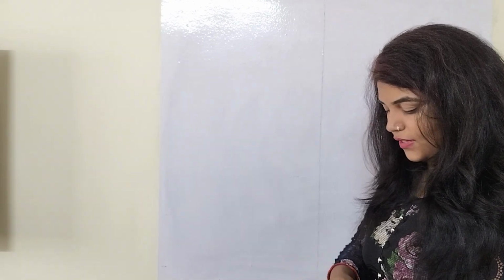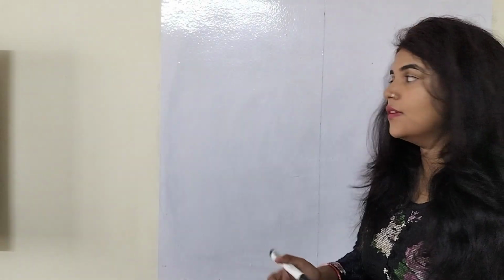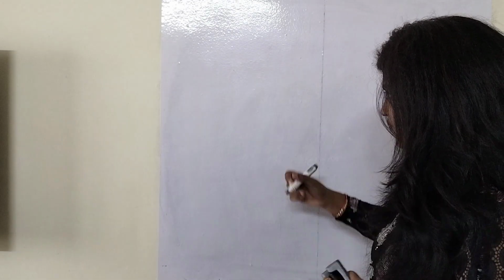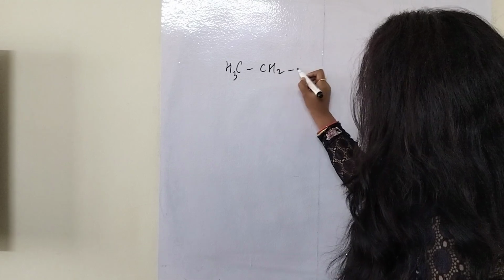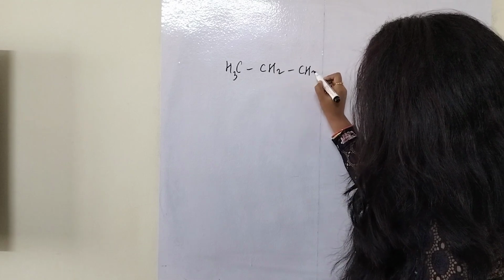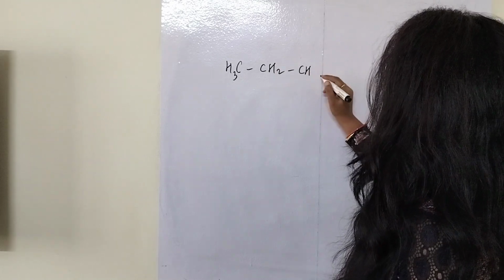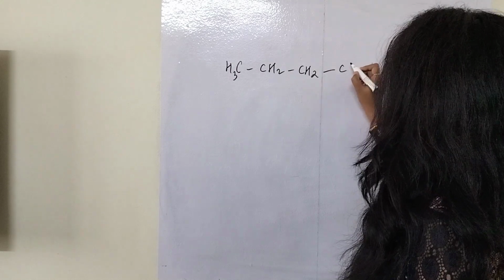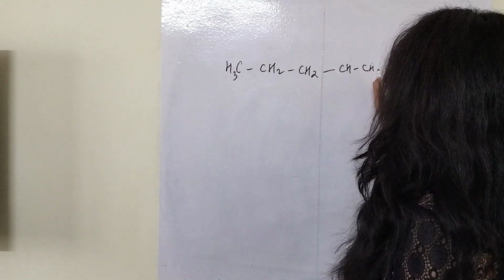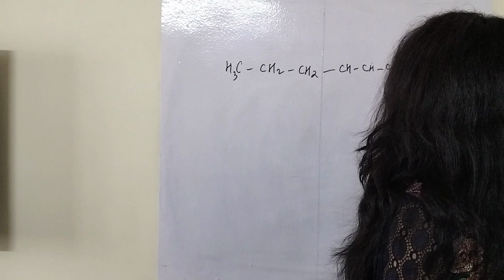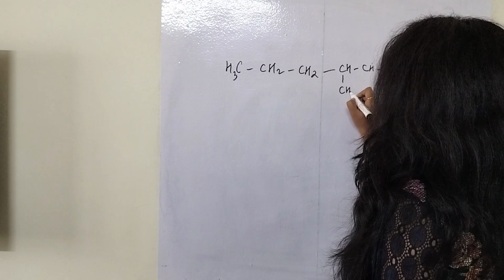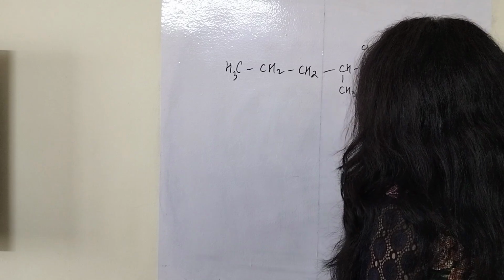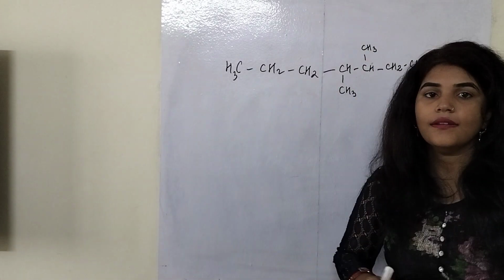Now let me take more examples. Suppose I am taking this: CH3, CH2, CH2, CH, CH, CH2, CH3, CH3 and CH3. This is my compound.